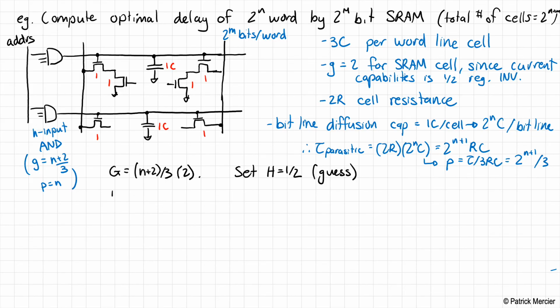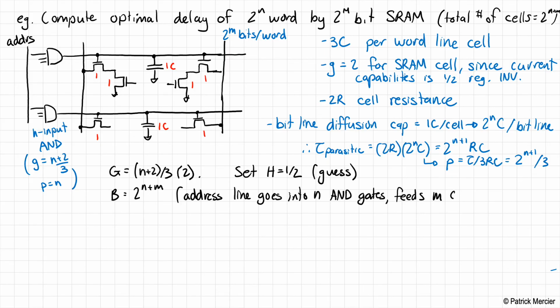We can compute the branching effort. This is equal to 2 to the n plus m. And the reason is because the address line goes into 2 to the n AND gates, and then feeds m cells on the word line. So that should hopefully make sense.